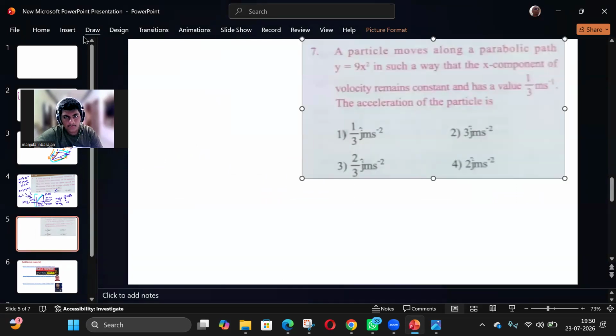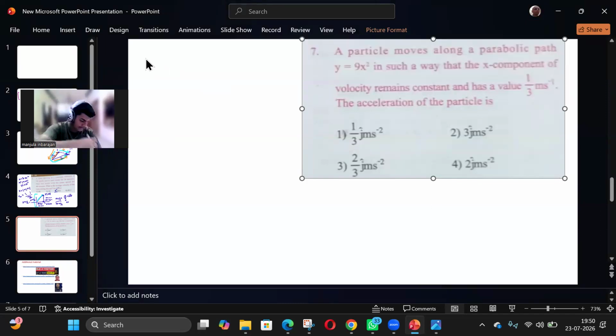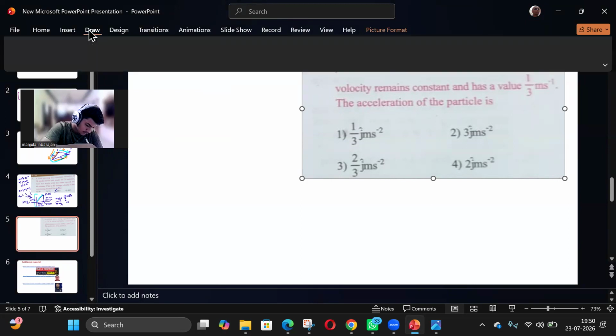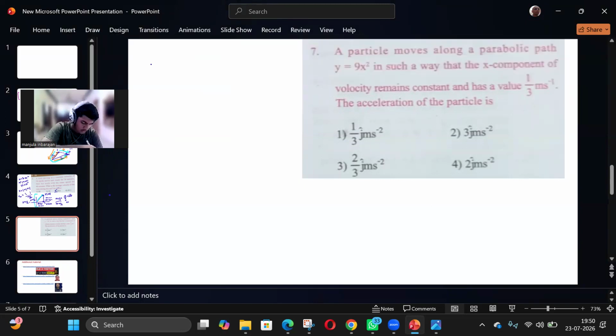y equal to 9x squared. So just differentiate both the sides. You'll get dy by dt, which is nothing but vy. So vy equal to d by dt of 9x squared, which is 18x into vx.